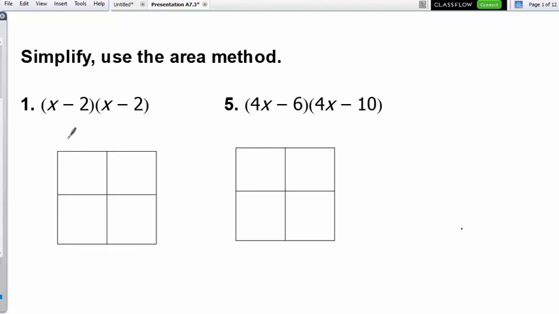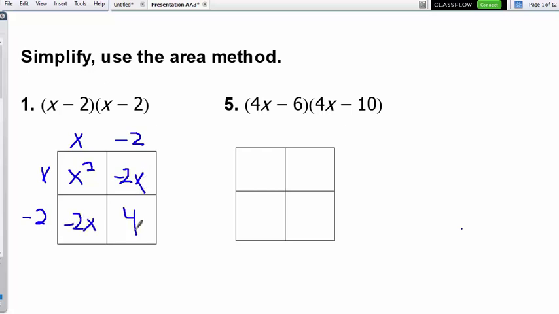I want to take a look at the area method again because we're going to use it to find some patterns. When we use the area method, we make sure that we split and each term of the polynomial goes in its separate part, with the sign going with the term that it is connected to. Once we do that, we are going to complete the multiplication table.